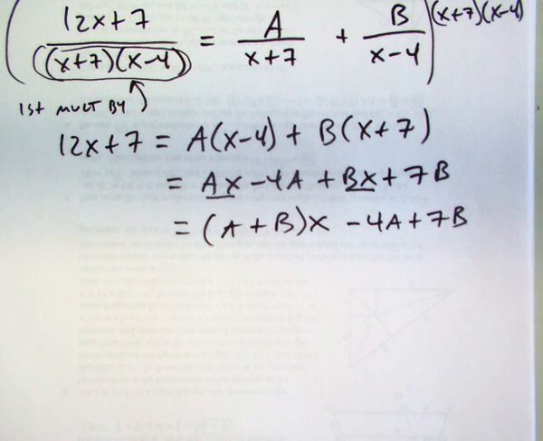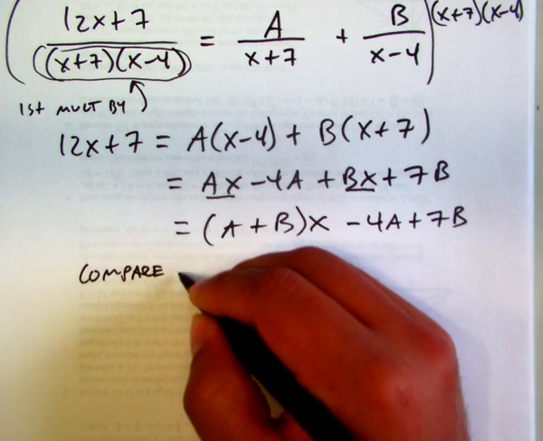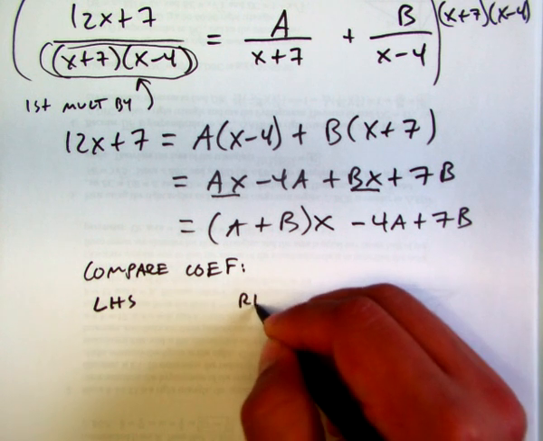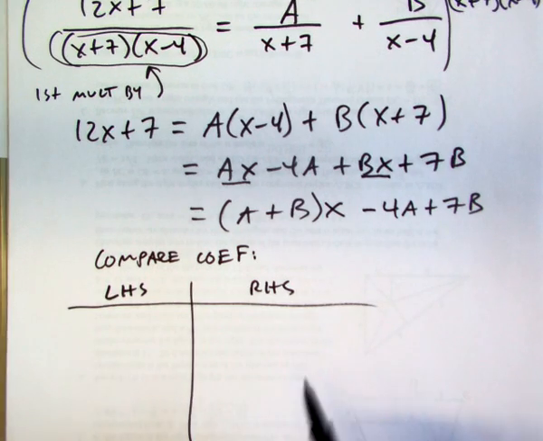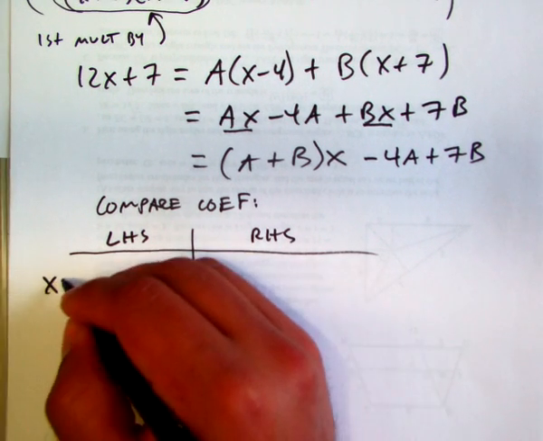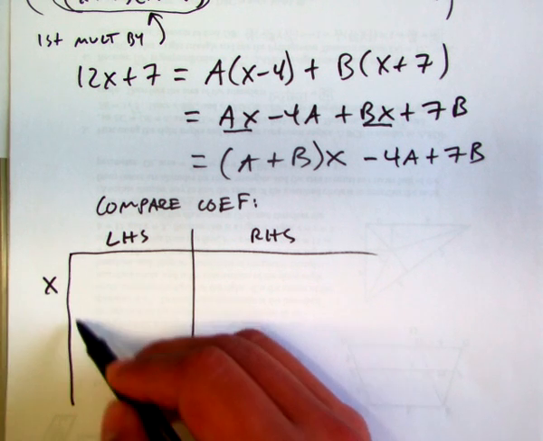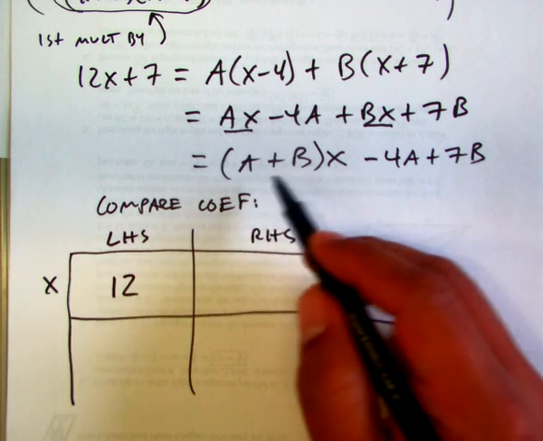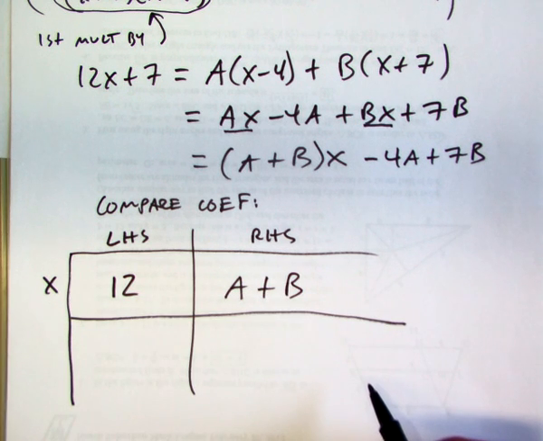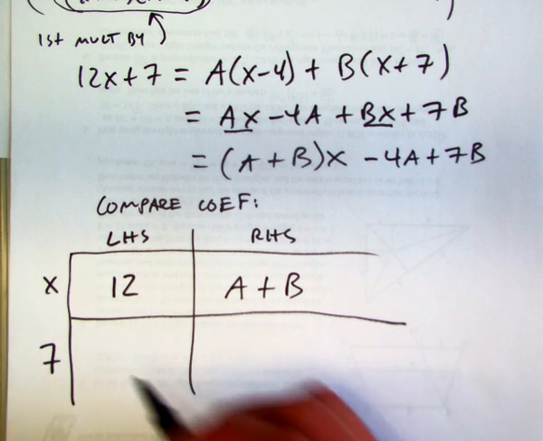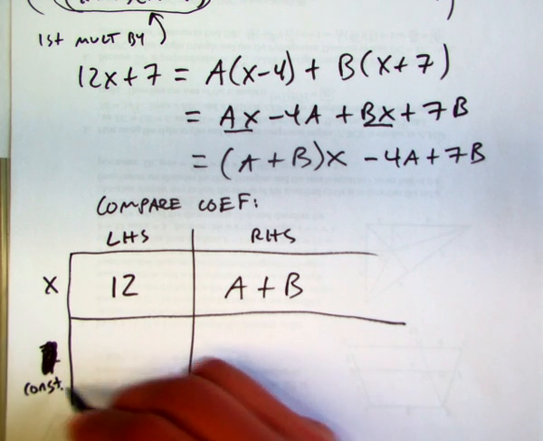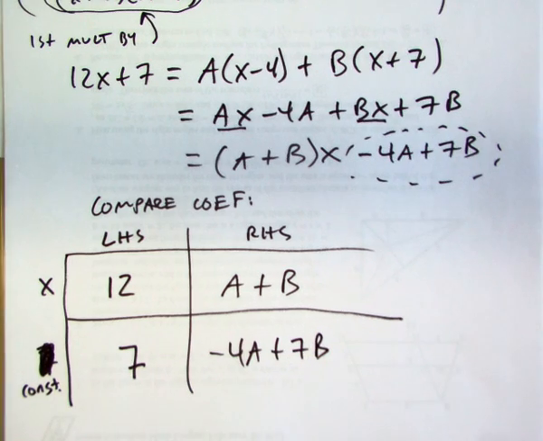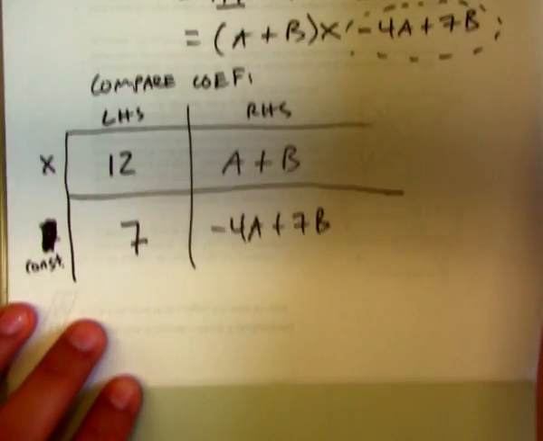Okay? And now all we do here is compare coefficients. You don't have to set it up like this every time, but this will help you for the first example. On the left-hand side, you have x. How many x's? Specifically, 12 of them. On the right-hand side, you also have x, but in this case, you have A + B of them. On the left-hand side, you have a constant, which is 7. On the right-hand side, everything that's not x, -4A + 7B, tells you what that constant is. So you set them equal.